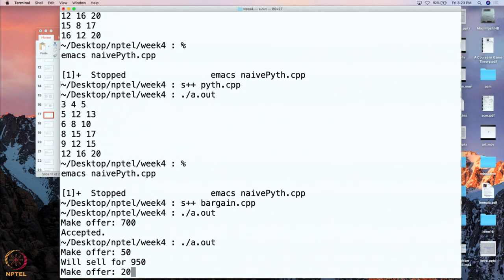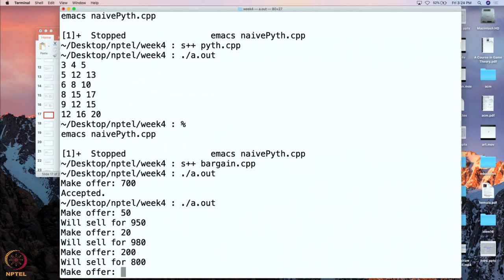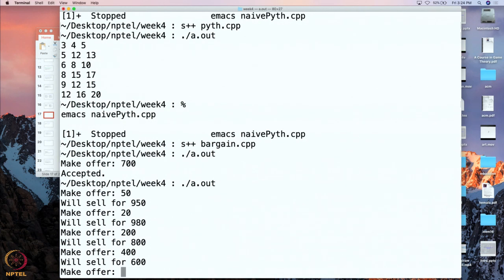So now you have to make another offer which is presumably more reasonable. So you might say 200. Or sorry, 20 I said. So of course he'll say 980, but I meant 200. At that point the seller will say 800. If you are reasonable, then the seller will also try to be a little bit more reasonable. Maybe at this point you say 400, then the seller is even more reasonable.